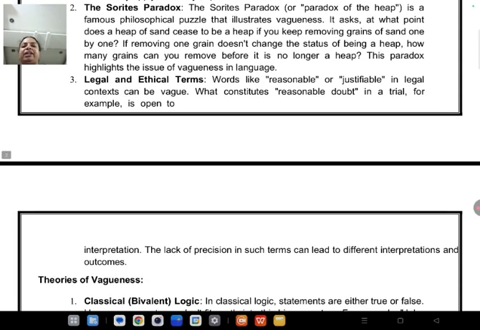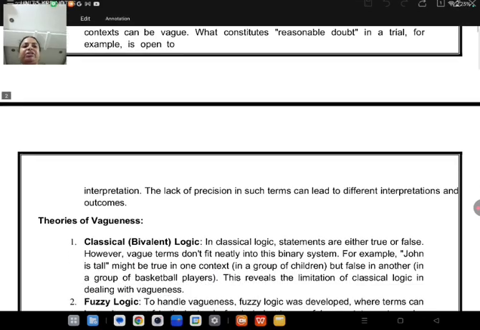Next are legal and ethical terms. Whenever there are legal and ethical terms, if we are not providing proper information, it can lead to a lot of problems, so we need to provide proper information. If we say the information is reasonable, the person is reasonable, the situation is reasonable, then we are not able to say whether it is exactly true or false. In those cases, vagueness will occur. There is a chance of getting vagueness.